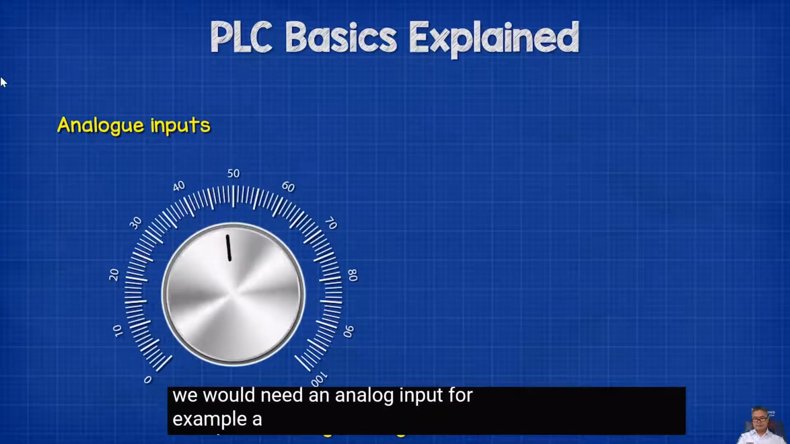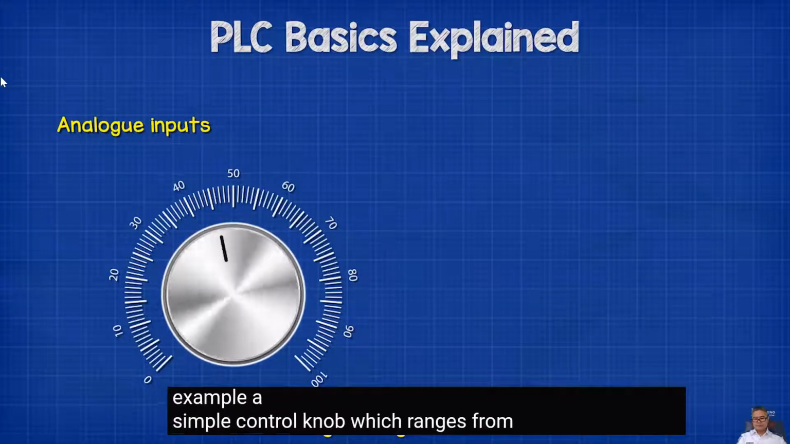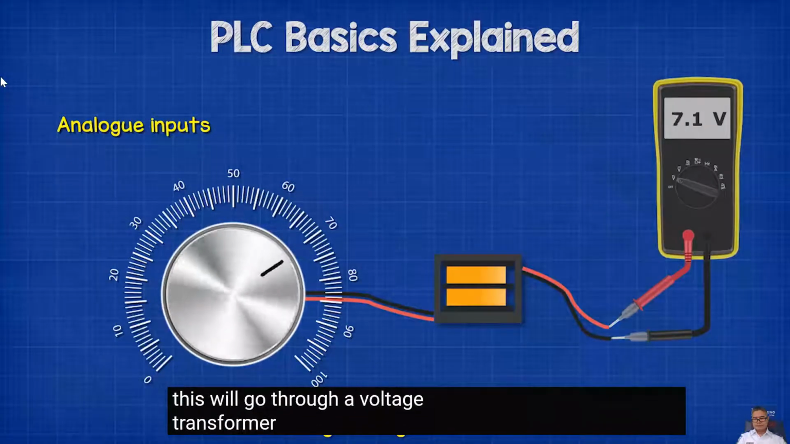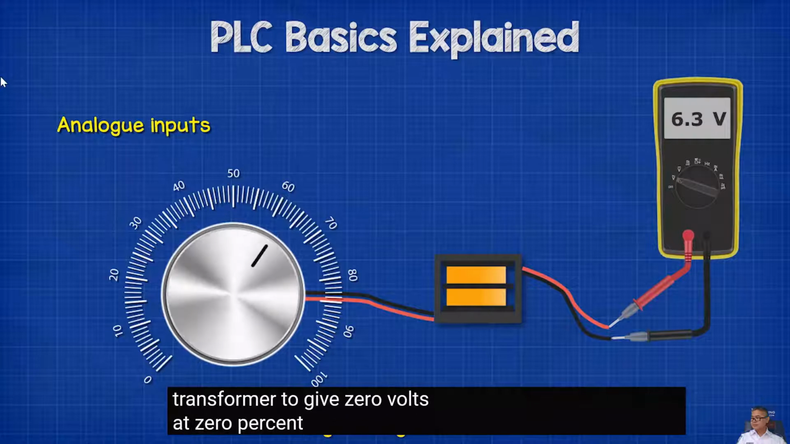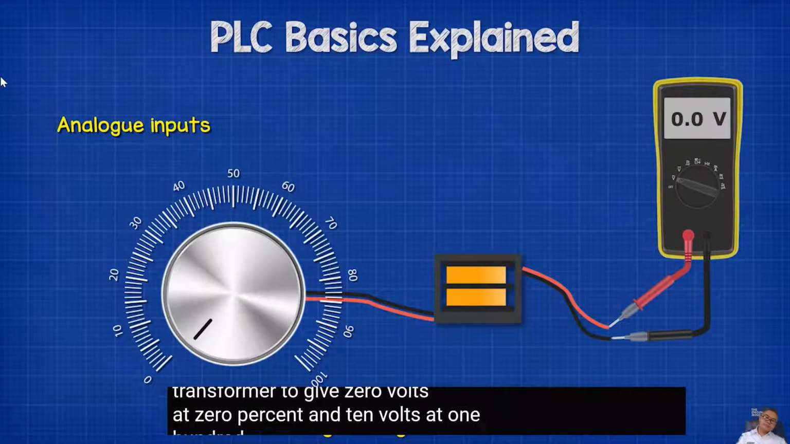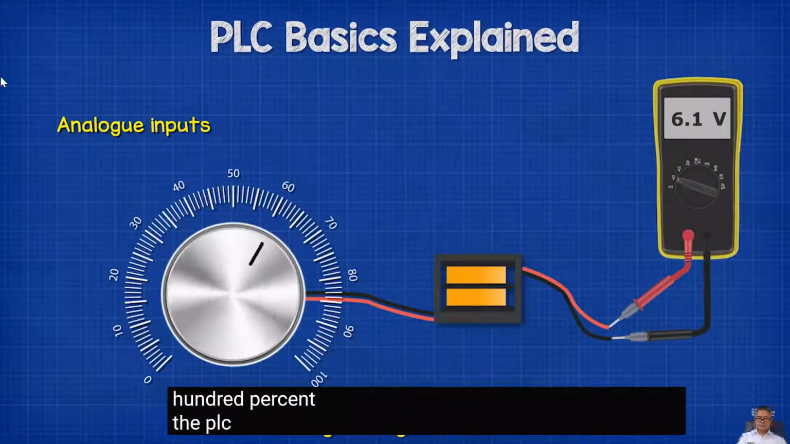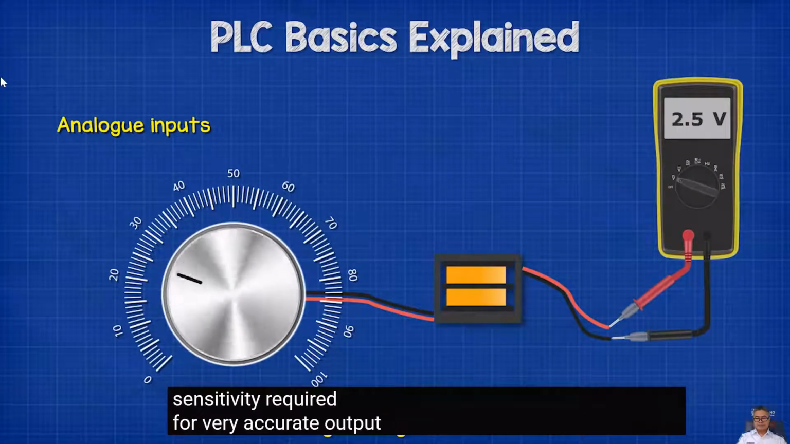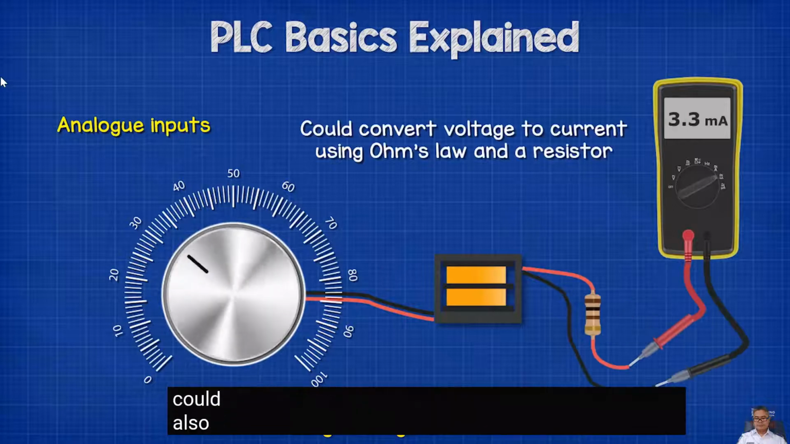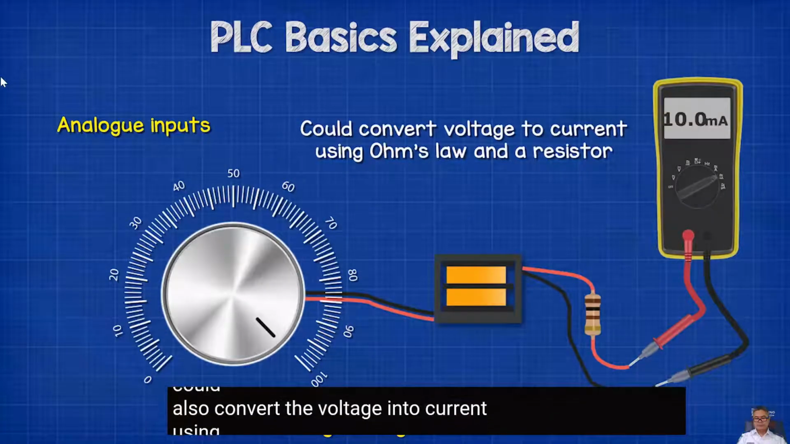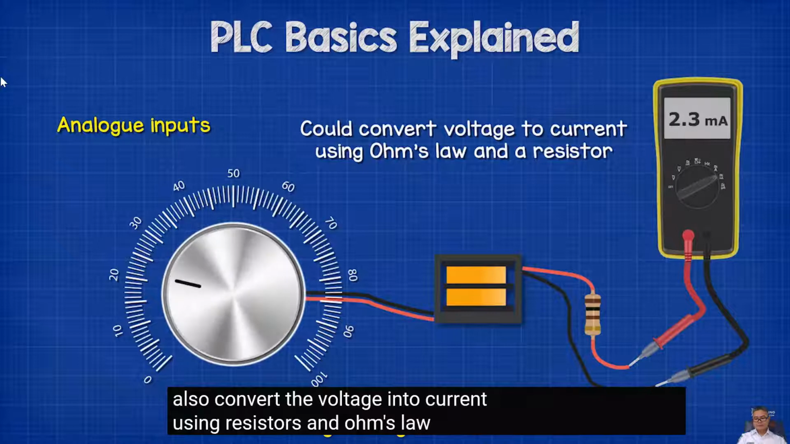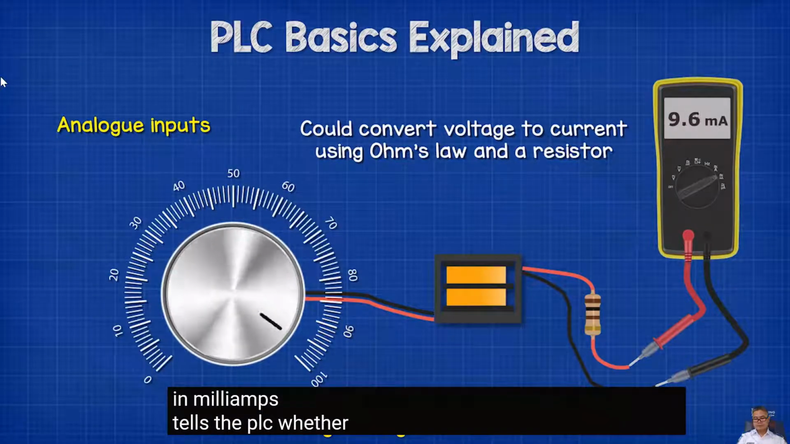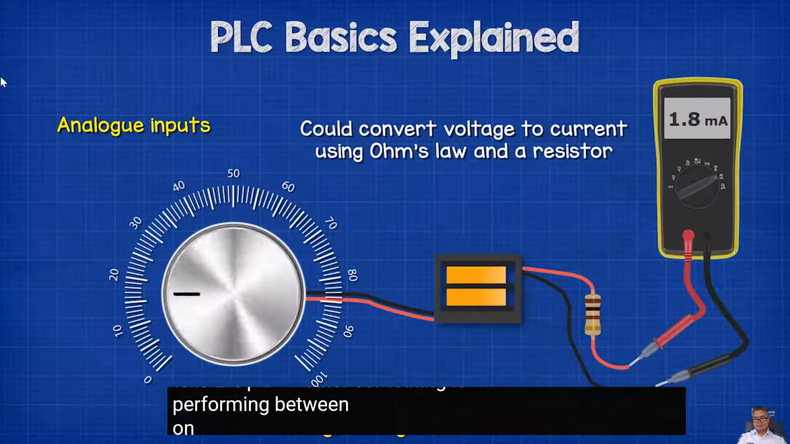For example, a simple control knob which ranges from 0 to 100%. This will go through a voltage transformer to give 0 volts at 0% and 10 volts at 100%. The PLC can scale the input to match the sensitivity required for very accurate output control. It could also convert the voltage into current using resistors and Ohm's law. The amount of current, usually measured in milliamps, tells the PLC whether something is performing between on and off.